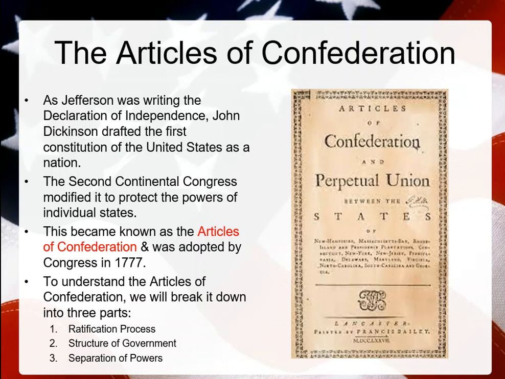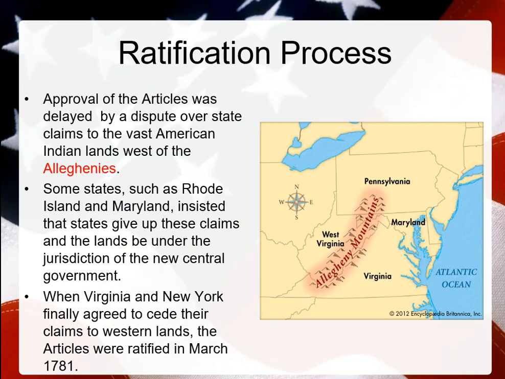And that's going to be known as the Articles of Confederation. It's going to be adopted in 1777. And I'm going to talk about three parts of the Articles of Confederation to help you understand it. One, the ratification process. Second, the structure of government, and third, the separation of powers.